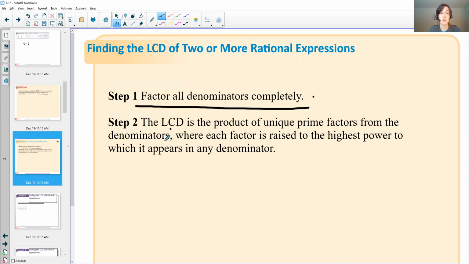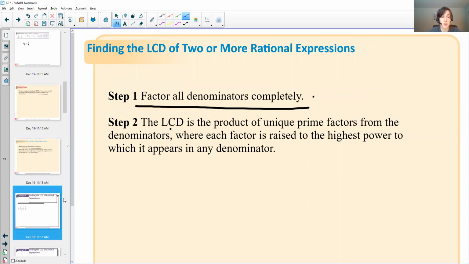So basically what you do is you look around, you go like, oh, I got one of these, I got one of those, I got two of those. That's what I need as my least common denominator. You take all the pieces and make sure they're accounted for.